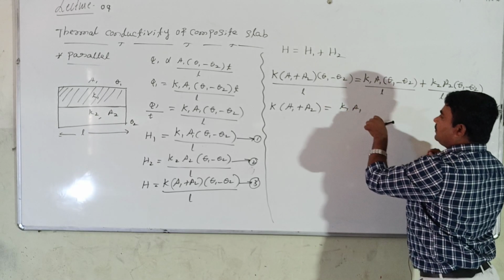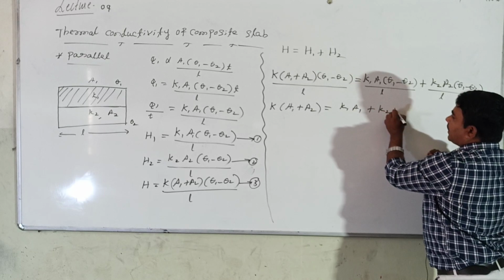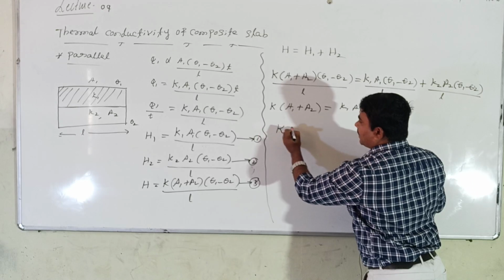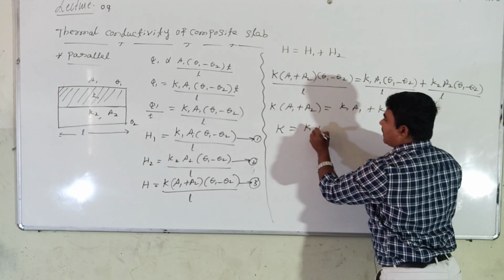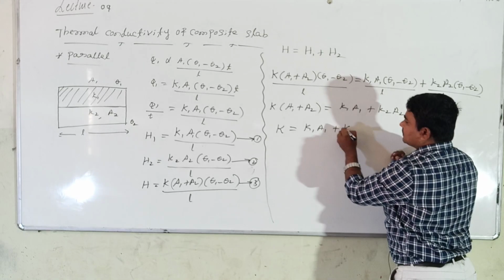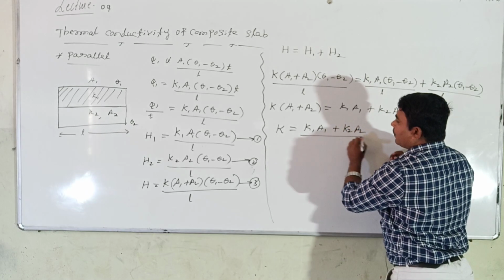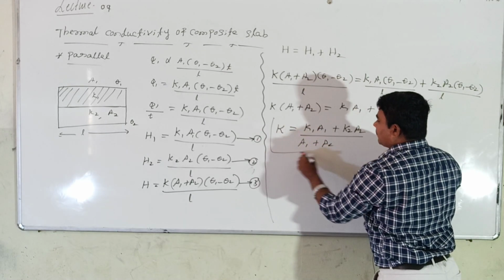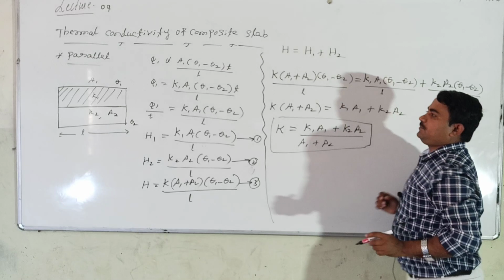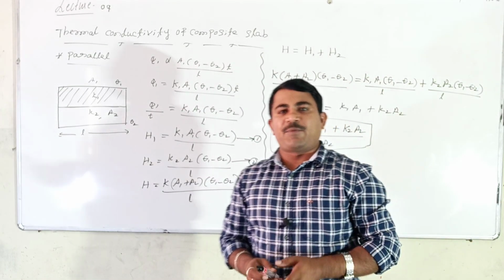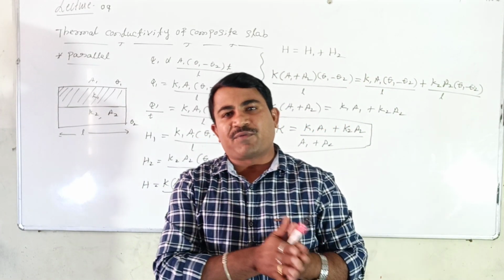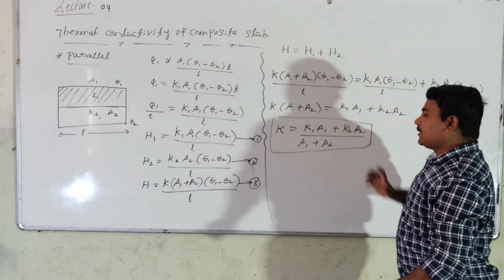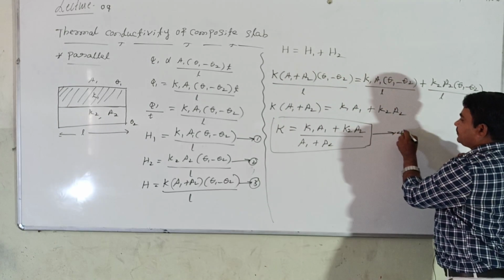K1 A1 plus K2 A2. The equivalent thermal conductivity K can be replaced by K1 A1 plus K2 A2 whole divided by A1 plus A2. This is the equivalent thermal conductivity. When different rods of different nature but the same length are connected in parallel, the equivalent thermal conductivity can be given by this equation.